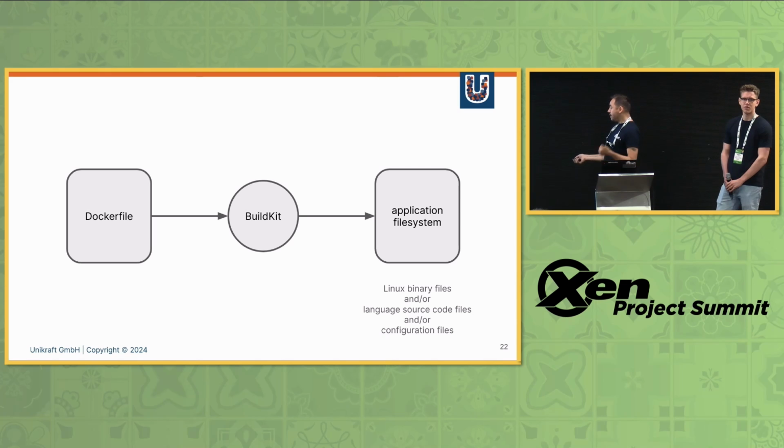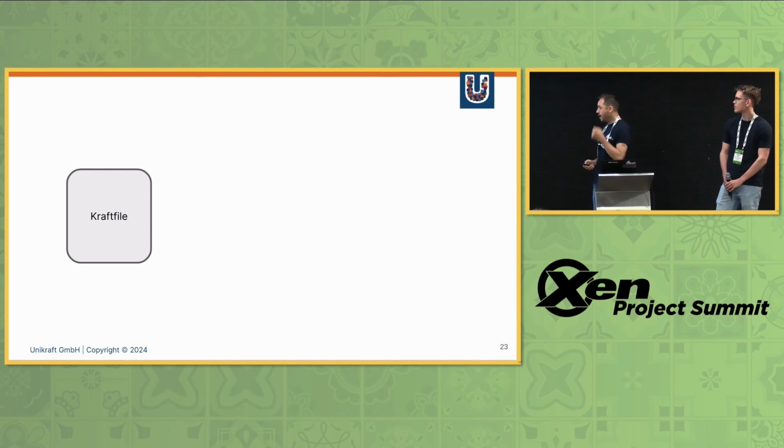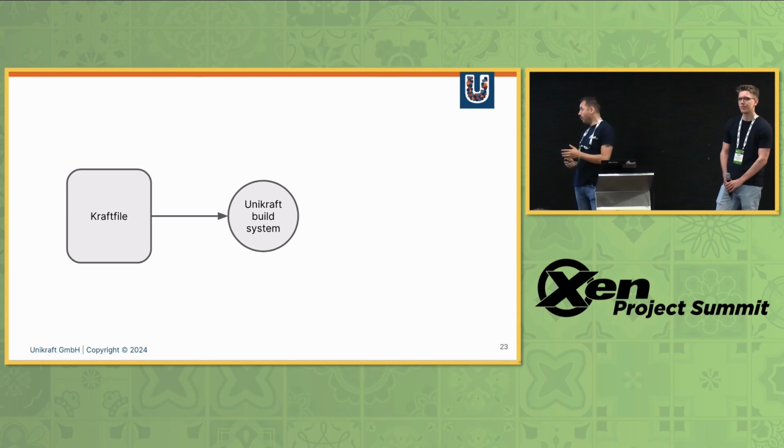And this is typically Linux binaries, language source code files, Node.js, Python, whatever, configuration files. On the other side, we have a Kraft file. This is our own, let's say, spec, and this is mostly used for runtime info. What this does is build the runtime itself. It's going to build the kernel.